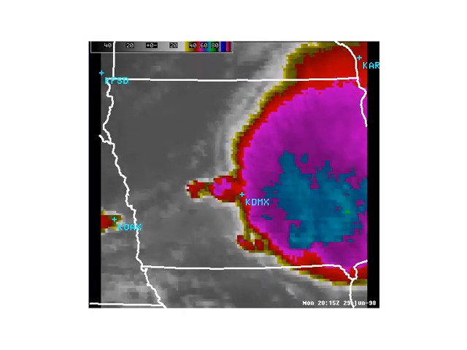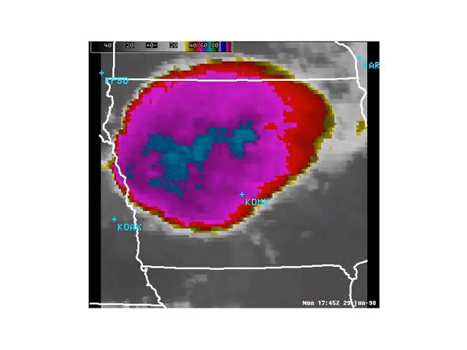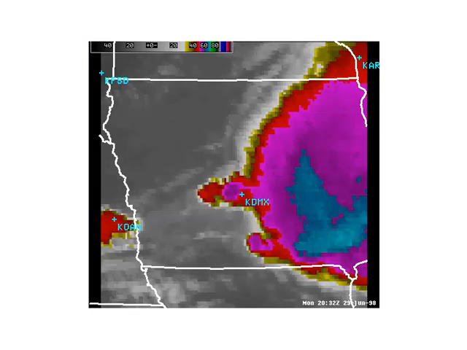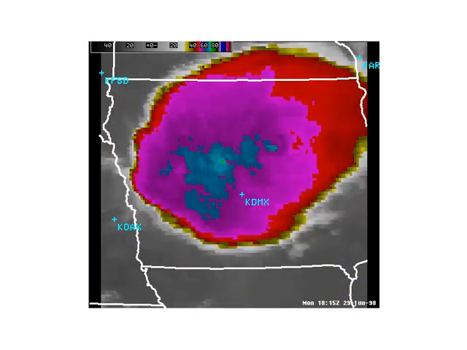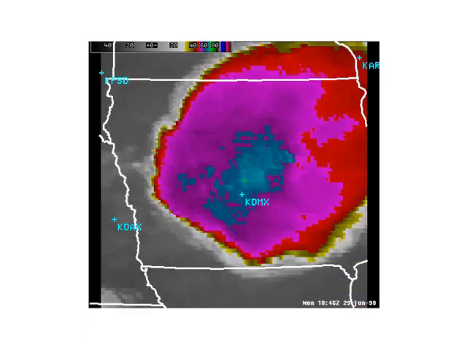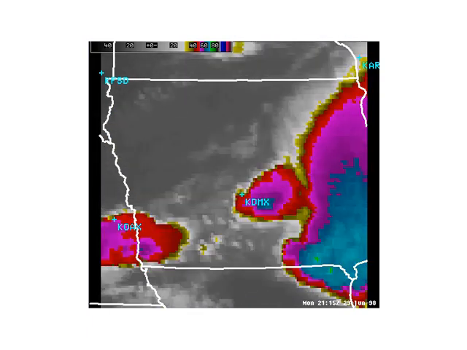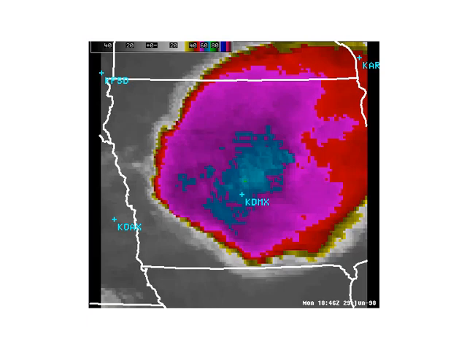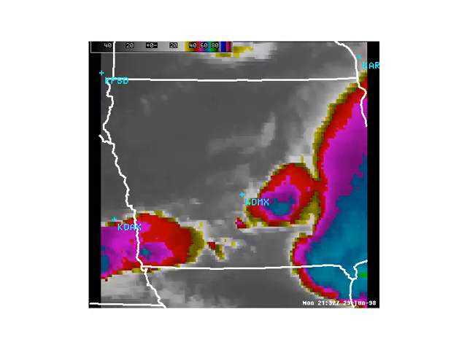And what we're looking at here is a loop of the infrared satellite as the MCS moved through the Des Moines area. The beginning of the loop is before the radar went out, and about the middle of the loop, around 1915Z, is when we lost the radar, and the end of the loop is after the radar is gone.